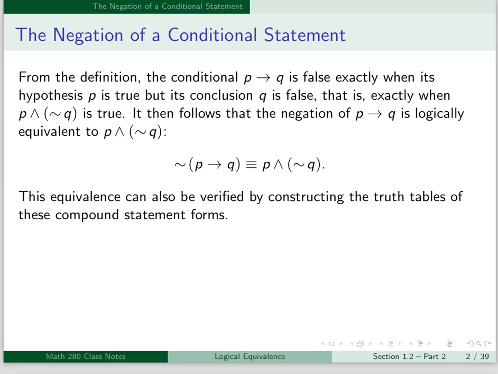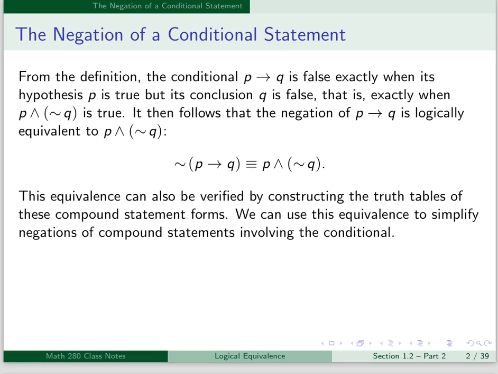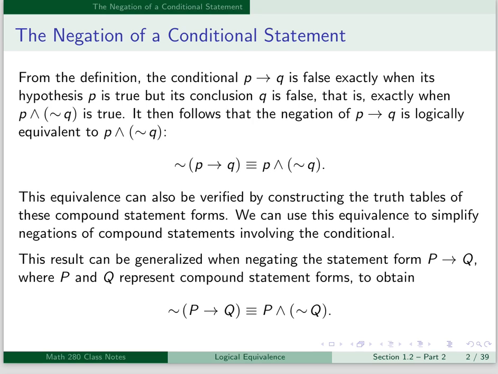This equivalence can also be verified by constructing the truth tables of these compound statement forms. We can use this equivalence to simplify negations of compound statements involving the conditional. This result can also be generalized when negating the statement form P implies Q, where P and Q represent compound statement forms, to obtain not the quantity P implies Q is logically equivalent to P and not Q.